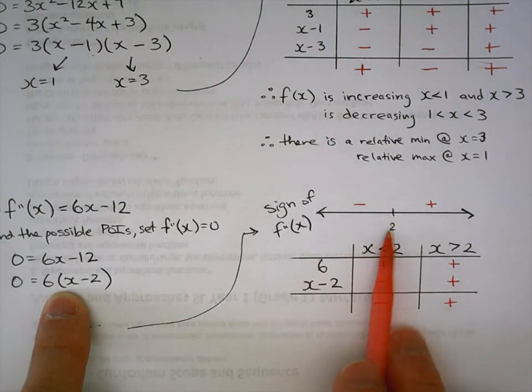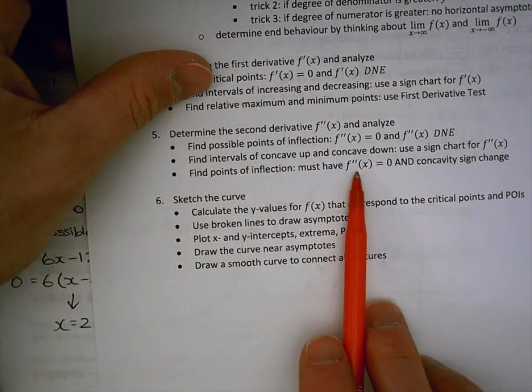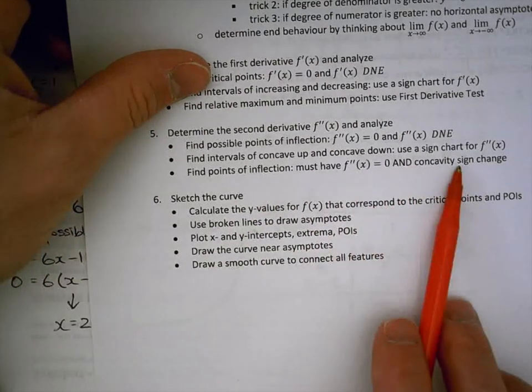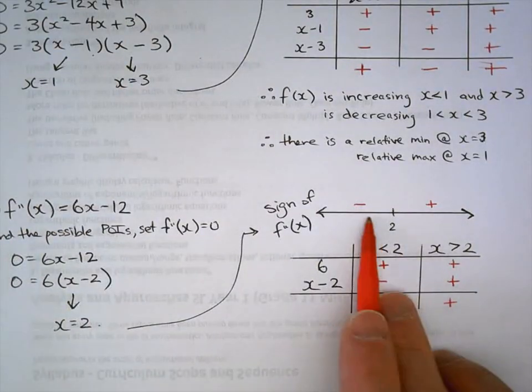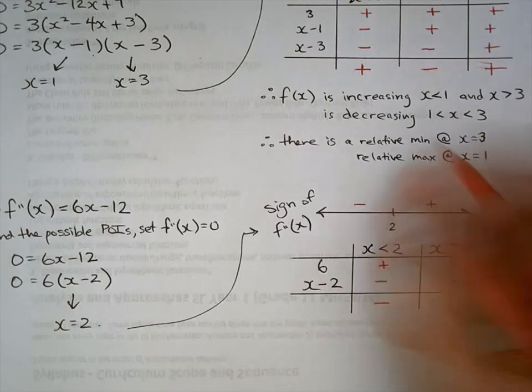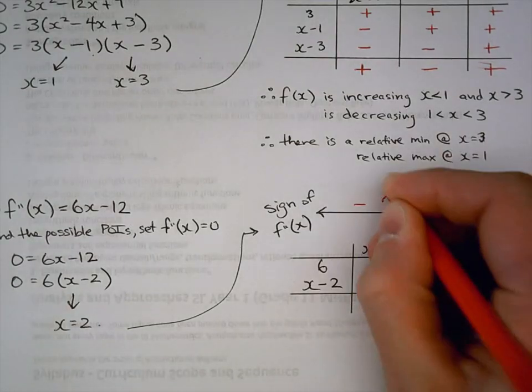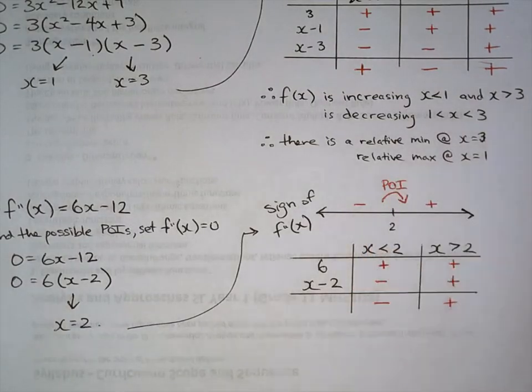But the other thing, and this is a big point in IB, to know it's a point of inflection, the second derivative has to be 0, and concavity has to change sign. Well, it just so happens that concavity changes sign. We go from negative to positive. So this is some sort of point of inflection.